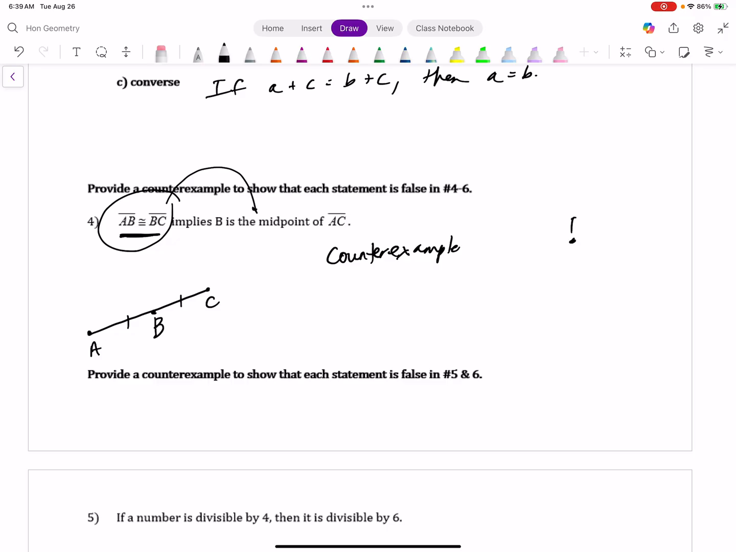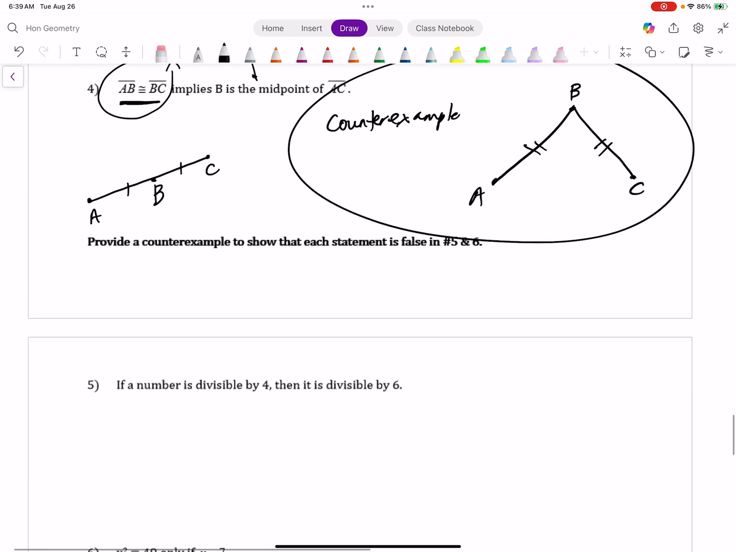And sure, that's congruent to this. And B is not the midpoint. So you would have had to have said that B was between A and C along with that for it to have actually been a true statement. So this is an example of a counterexample.